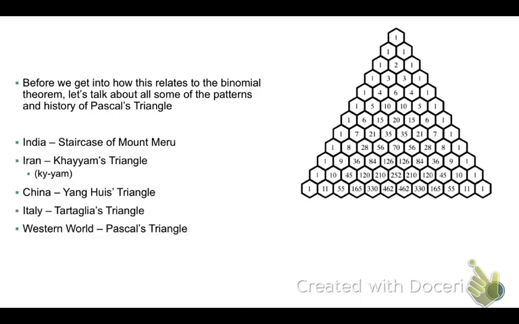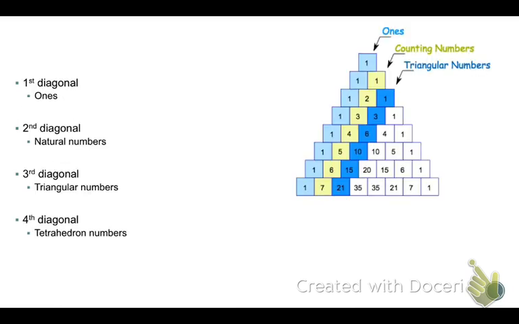So in India, this was called the staircase of Mount Meru. In Iran, it was called Khayyam's triangle. I had to write that down because I didn't know how to say it. In China, it was called Yang Hui's triangle. Italy calls it Tartaglia's triangle. And then the Western world calls it Pascal's triangle after Blaise Pascal. But you can see that this triangle is all over. Okay, and there are crazy, crazy patterns to this.